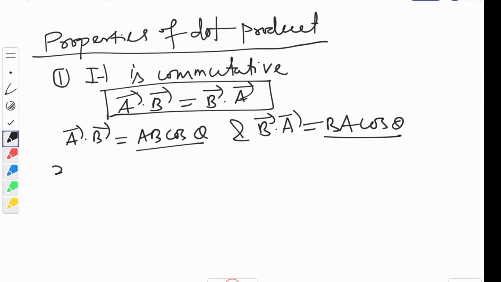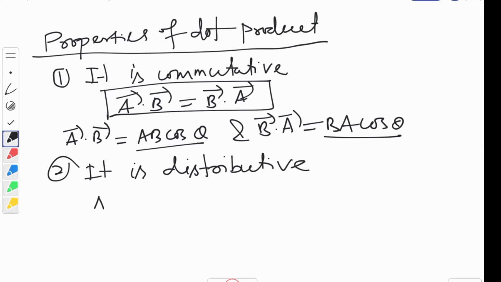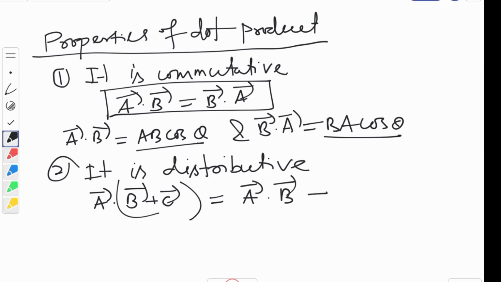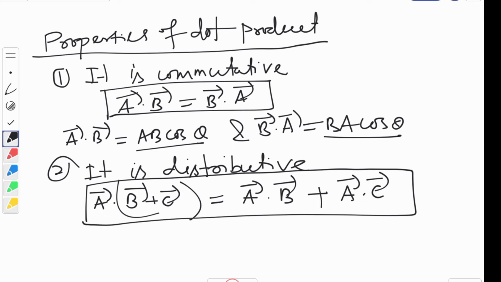Now the second one. The dot product is distributive in nature. That means A dot (B plus C): we take out the brackets and write the dot product of A and B plus the dot product of A and C. You can do this also. So this is the second property of the dot product. Now the last one, again an important one.